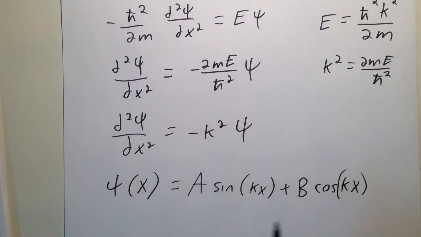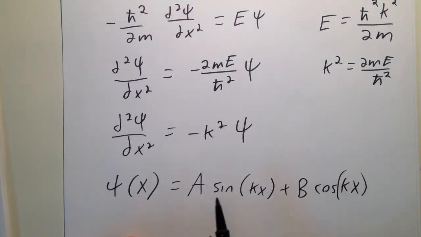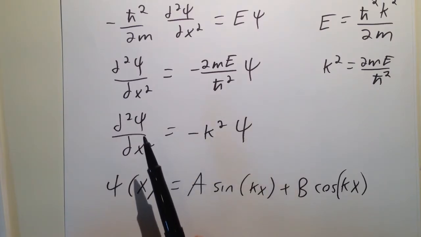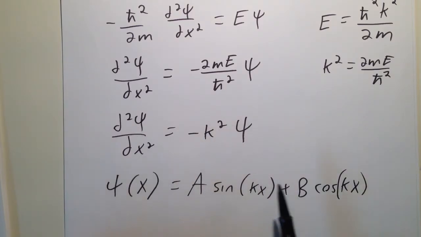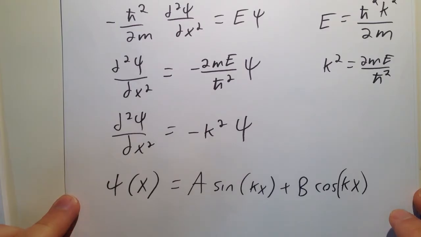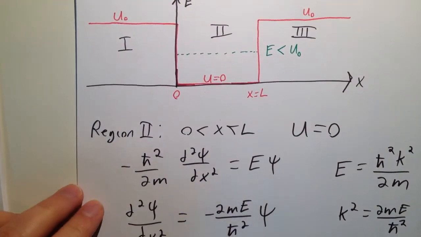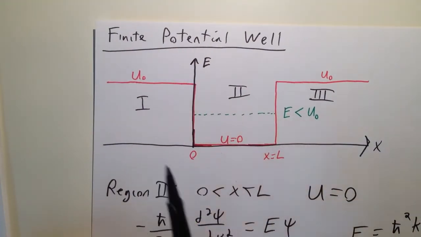Alright, so we don't know what these constants are yet, but we know it could be some linear combination of sine and cosine, and you can check, you can plug this wave function into this equation. I take two derivatives of this, I should get minus k squared times my original wave function. Okay, so we're going to leave that for now, we'll come back to that, and let's move on to solving the Schrodinger equation in region 1.